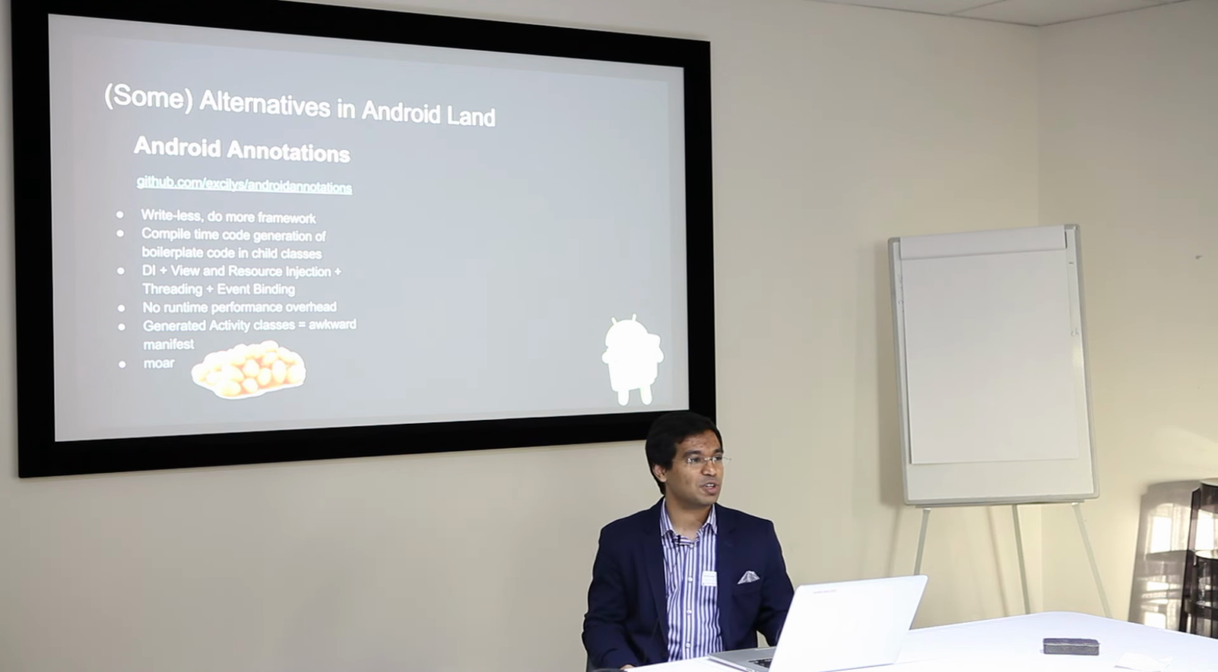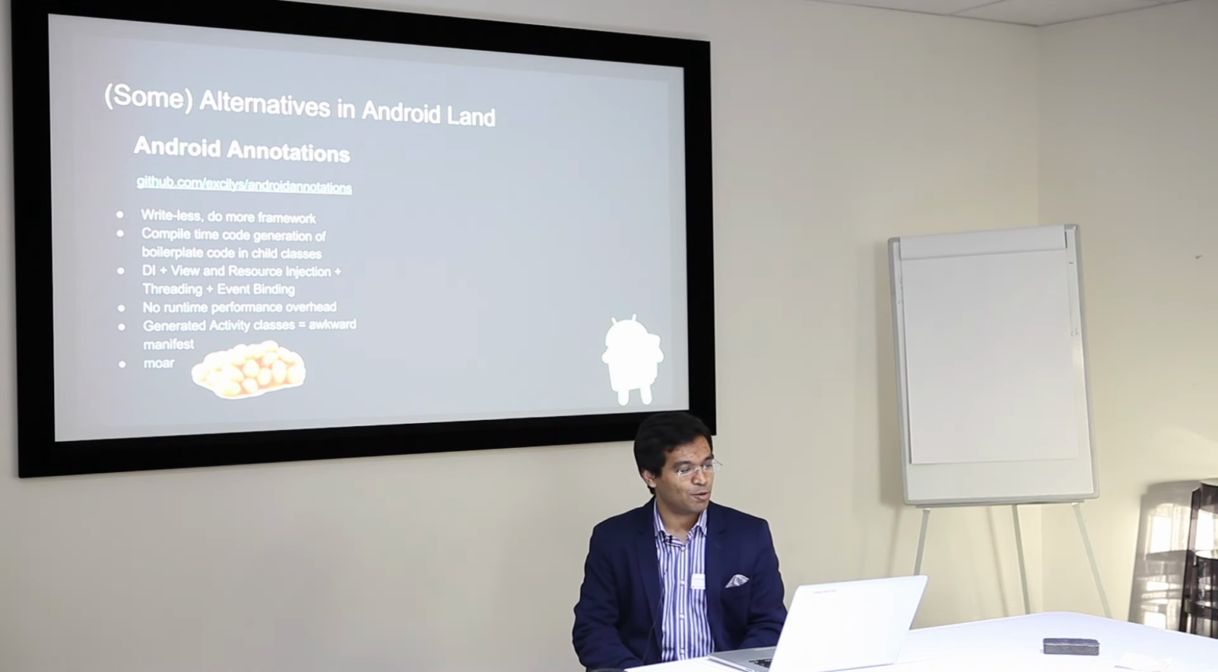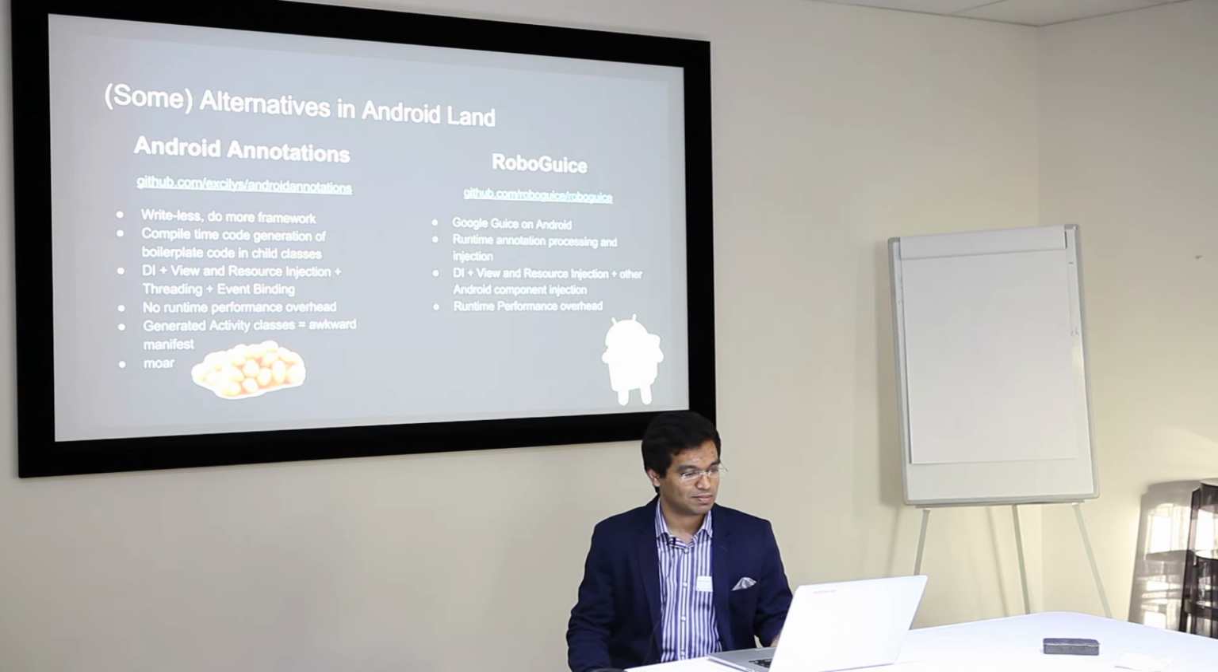And because it is code generation like Dagger, you have a lot less performance overhead, so performance is a lot better. What you'll also notice with Android Annotations is that because it does do generated classes, it's kind of ugly to deal with. And when it comes to dependency injection, you're dealing with more beans. It's not fun. There's also RoboJuice.